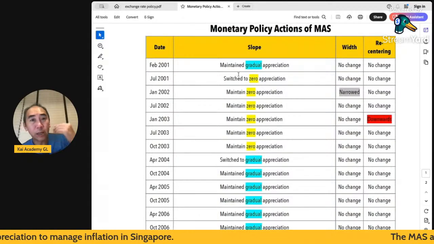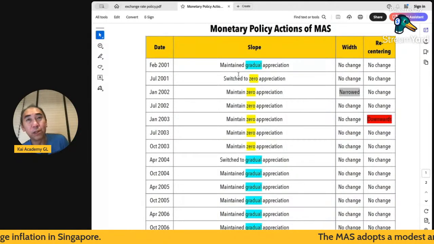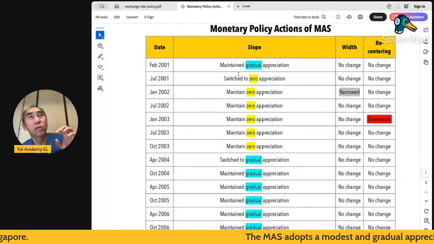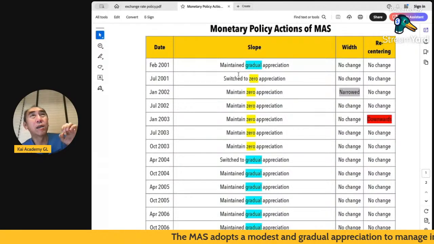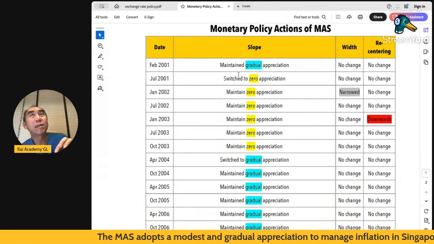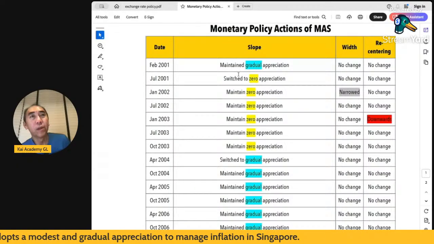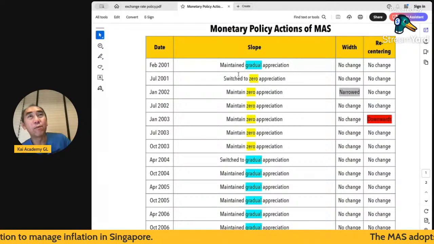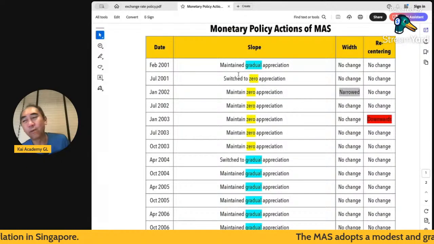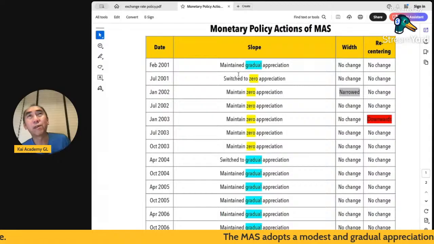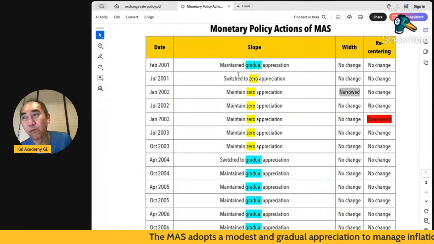So a zero appreciation stance is not to be confused with depreciation. Please be careful about this. I think many of my students wrongly present zero appreciation as if it's a depreciation. The MAS doesn't do depreciation. What they do is appreciate when there's inflation, and switch to zero appreciation when inflation is not particularly high and growth doesn't look too rosy.